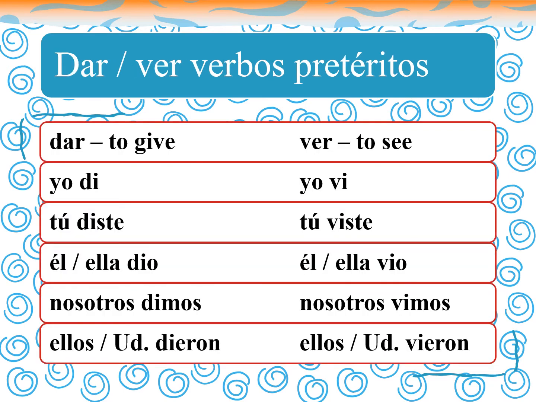All right, then let's take a look at some of the irregular ones. So dar and ver are irregular. Dar is technically an AR verb, but it's working like an ER and IR verb. And then they're irregular because they have no accent marks. So let's take a look at these ones. Yo di, tú diste. Él, ella, dio. Nosotros dimos. Ellos, ustedes dieron. And then for ver, it rhymes with that. So ver is to see. Yo vi, tú viste. Él, ella, vio. Nosotros vimos. Ellos, ustedes vieron.